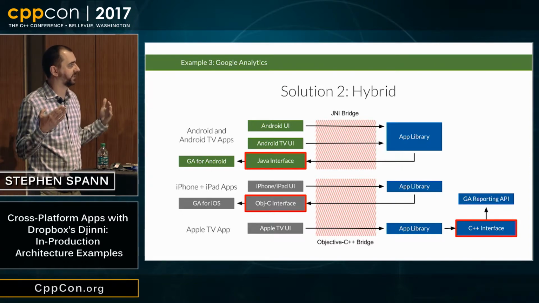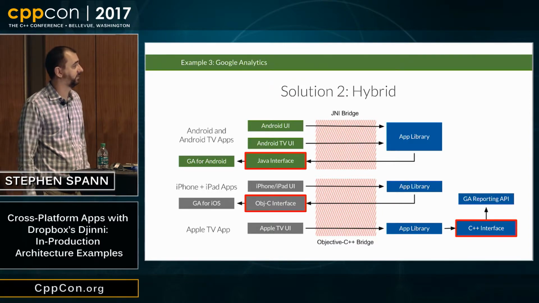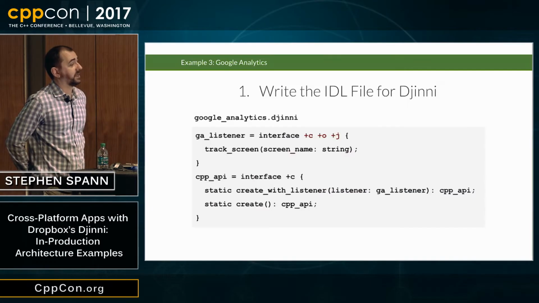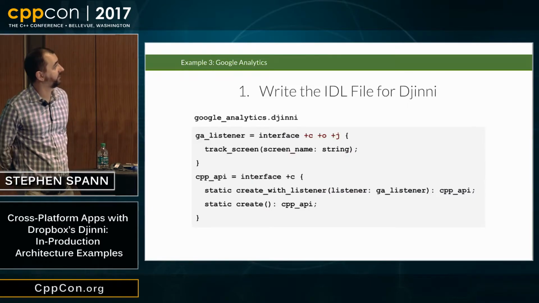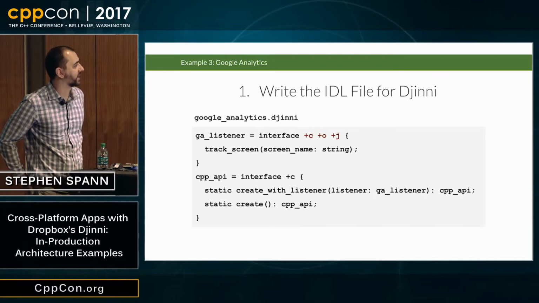And as you can guess, Djinni is going to do this for us. They'll have all the same methods, and as far as C++ is concerned, they're all going to be the same type of object. So what does the IDL file look like for this? Down below we have the API that we've been creating.